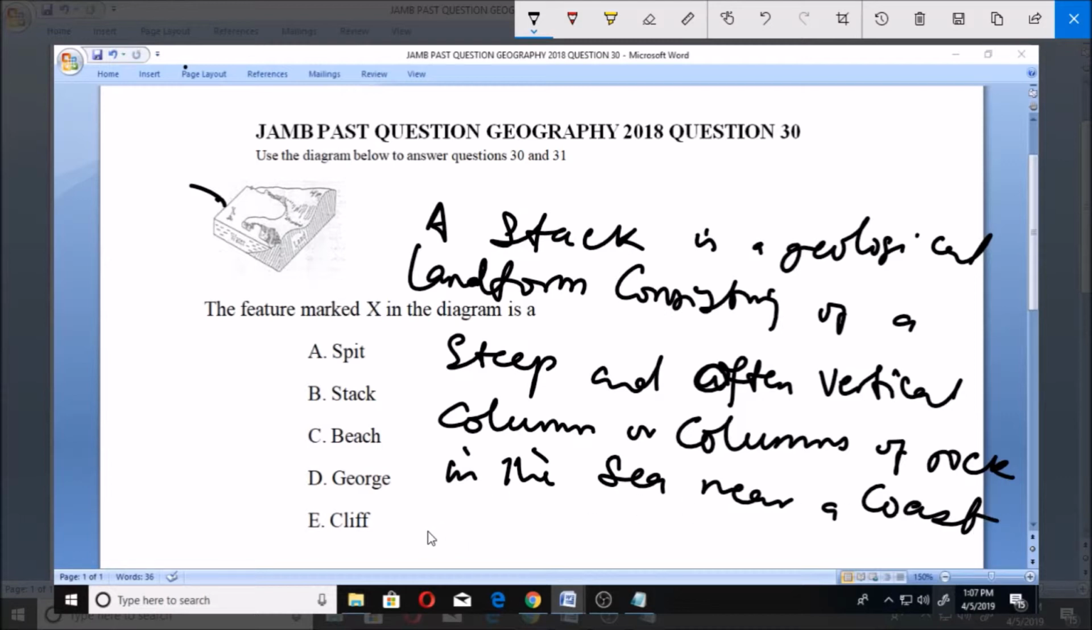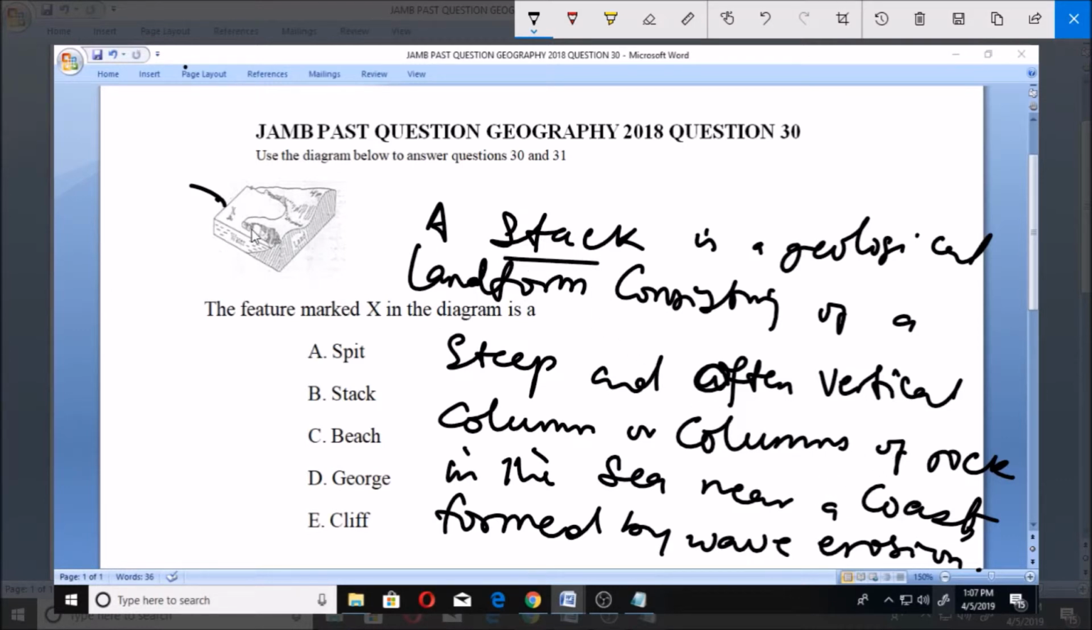Now, a stack is actually formed by wave erosion. Stacks are formed over time by wind and water processes of the coastal geomorphology. So that is what a stack is. And looking at the landform very well, we are going to see that it has the features of a stack. It falls within this definition and shape.